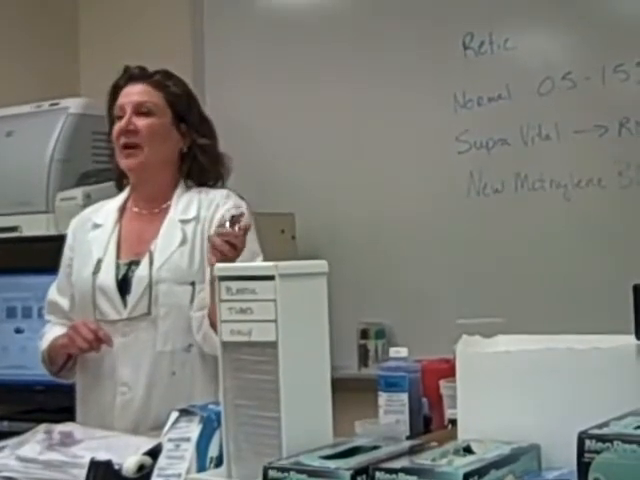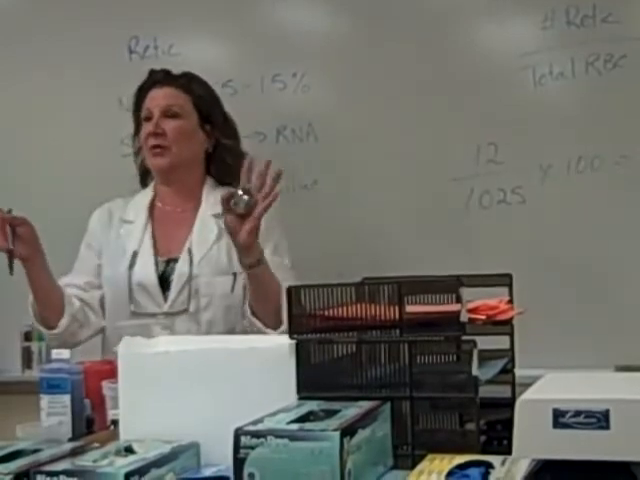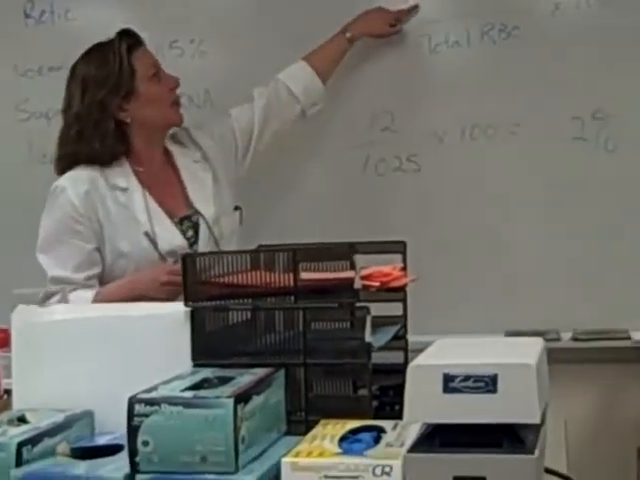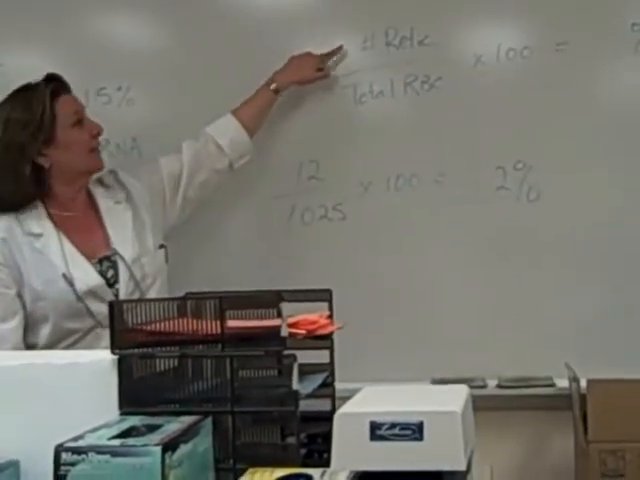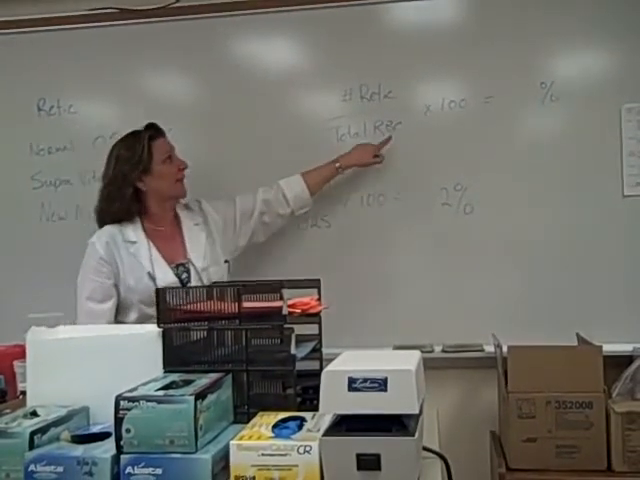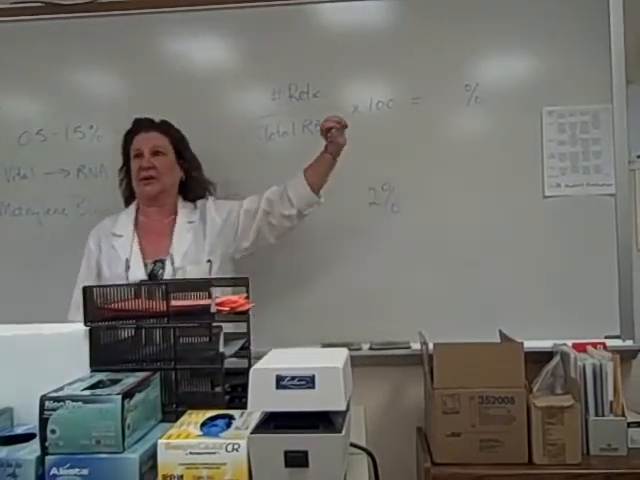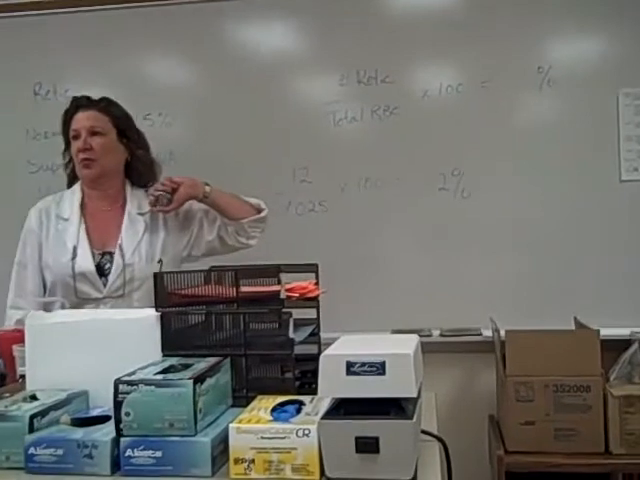Okay. When you run across a retic, use your diff counter and count a retic. So, is a retic a red blood cell? Potentially, yes. So it's going to go in our denominator here. So the formula ends up being the number of retics you see divided by the total number of RBCs you count times 100. Okay, and that gives us percent. Give me 1 decimal point today.